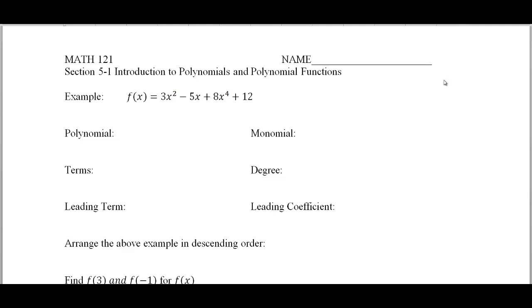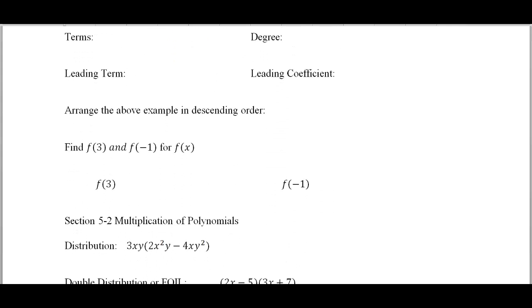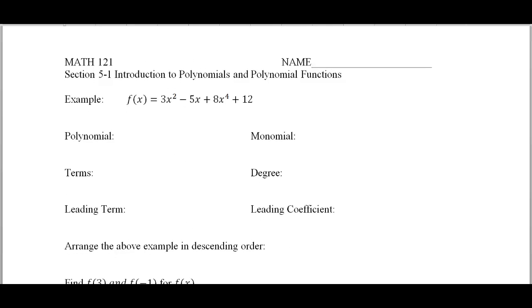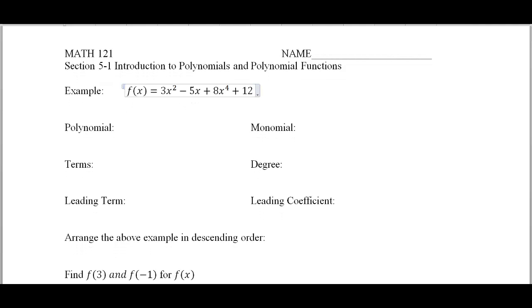This is Mr. Anderson for Kellogg Community College, Math 121 Intermediate Algebra, the first and second section of Chapter 5, the Introduction to Polynomials and Polynomial Functions, and Multiplication of Polynomials. Now we're going to start off today with looking at a quick example here.